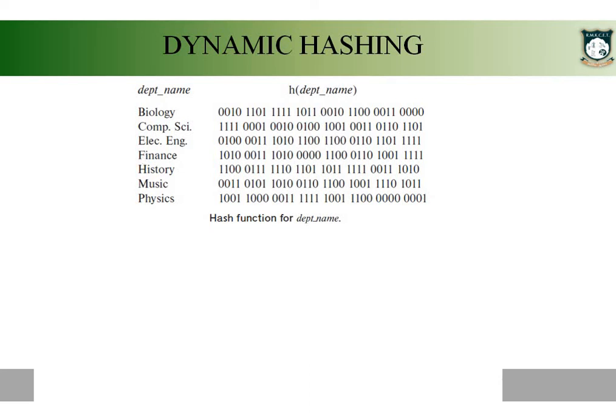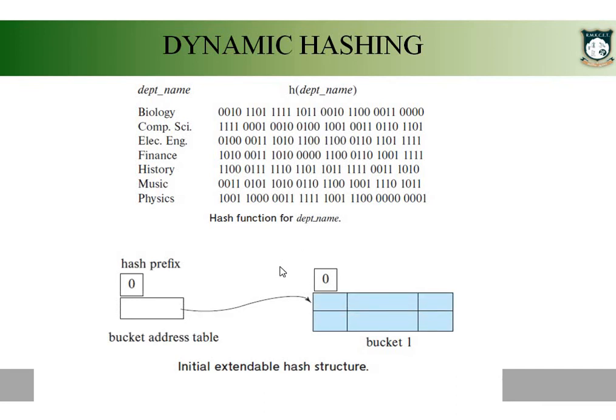Once you apply the hash function, you will be getting appropriate results. Say for example, if you are applying computer science to the hash function, what you will get is 1111001, and so on. So this is the result given by the hash function for the particular key value. Now initially, how many buckets will you have? You will have only 1 bucket. Why only 1 bucket? Because the initial hash prefix will be 0. If it is 2 power 0, then you will have only 1 bucket.